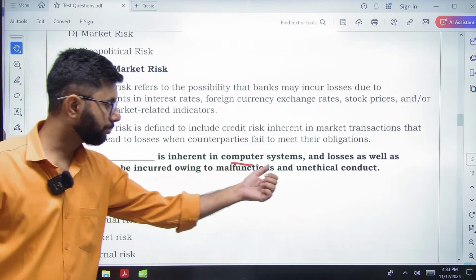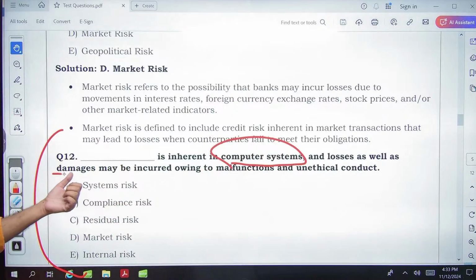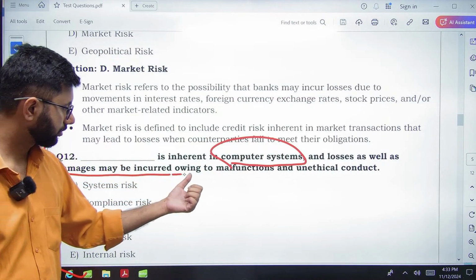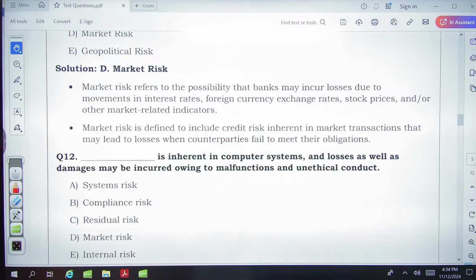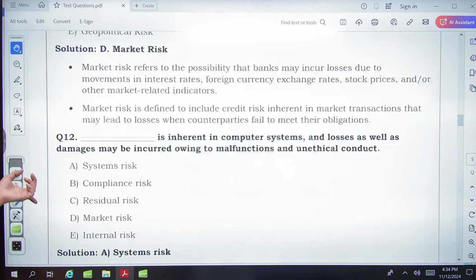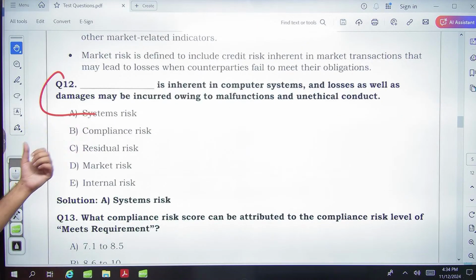what is inherent in the computer systems and losses as well as damages owing to malfunctions and unethical conduct. What do you think is the correct answer over here? Simple सा correct answer is systems risks. Okay.